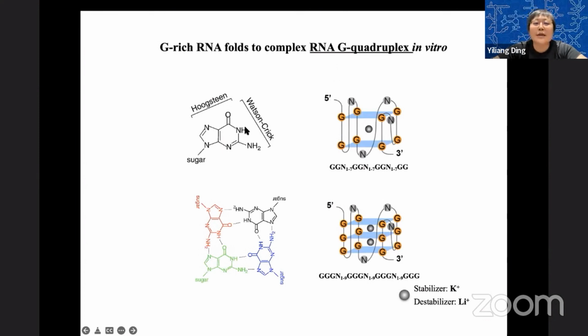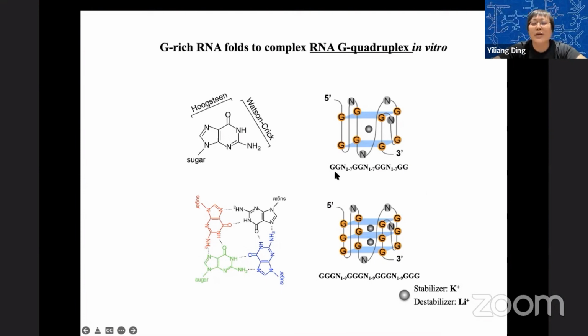RNA G-quadruplex. Using both Watson-Crick face and Hoogsteen face base pairing, you can form these four Gs into a planar structure. When you have two or three layers of this planar structure, you can form this beautiful RNA tertiary structure, the G-quadruplex.